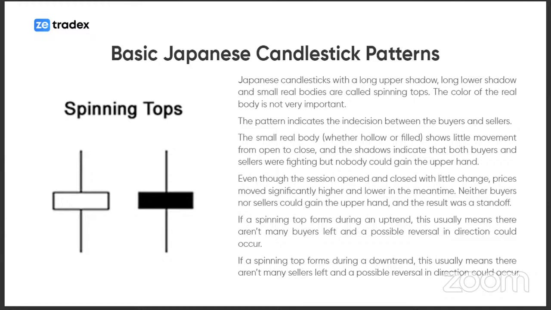Now, when you notice a spinning top form at the end of an uptrend, this means that there aren't many buyers left, and a possible reversal in direction could occur. If a spinning top comes in a downtrend, it usually means there aren't many sellers left, and a possible reversal in direction could occur.